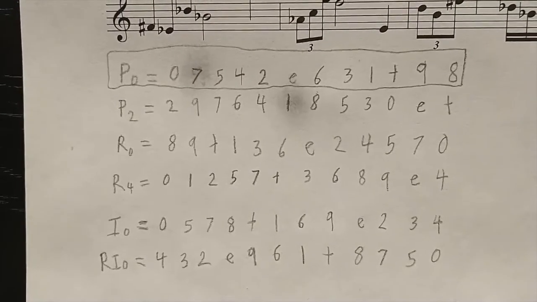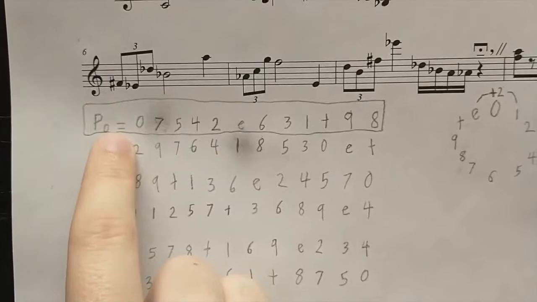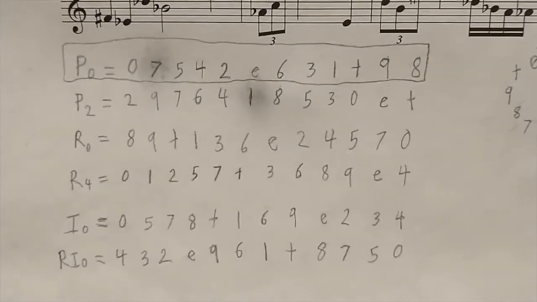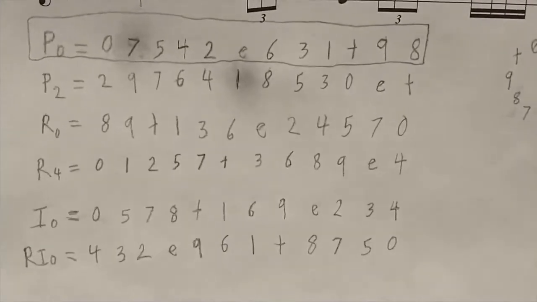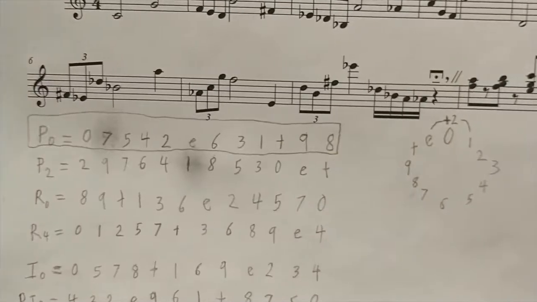Then there's the retrograde form, or R0, which is just the prime form backwards. There are also transpositions of the retrograde form. For example, to get R4, we just add 4 to every number in the retrograde form.